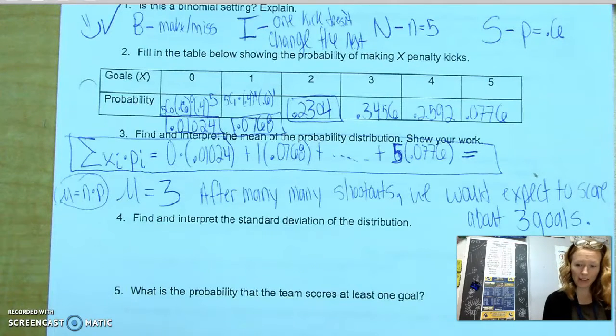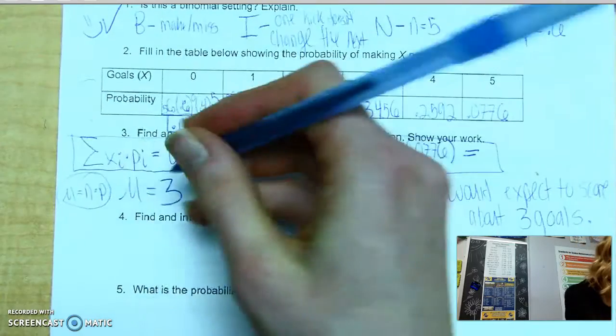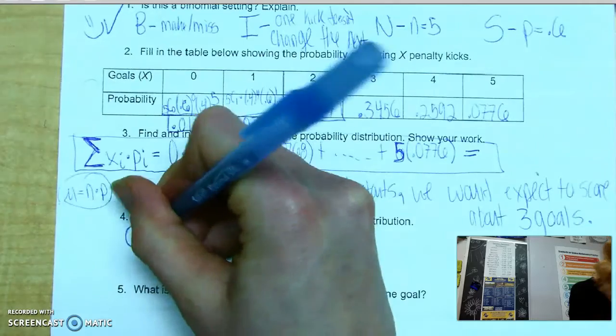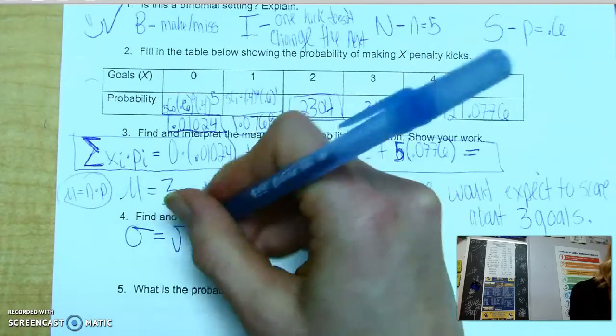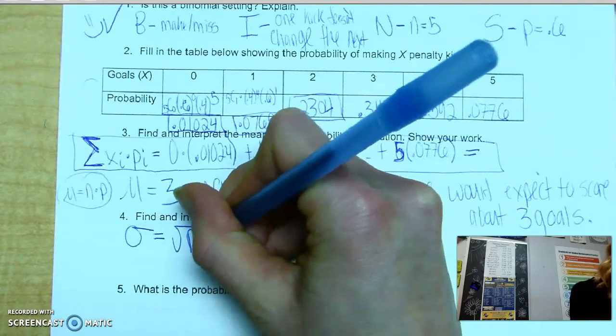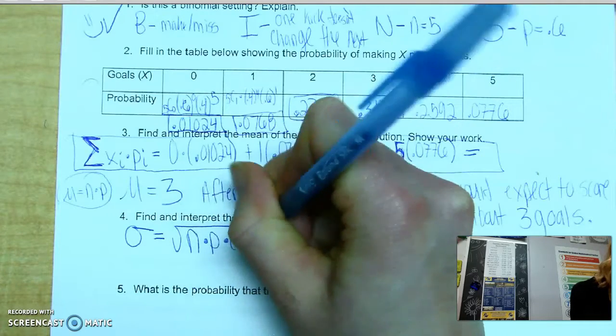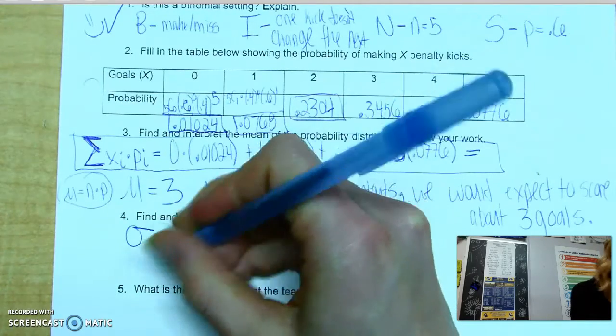What you are going to find next is to find and interpret the standard deviation of this distribution. Your standard deviation is actually equal to the square root of n times p times 1 minus p. And this should sort of make sense because n is your sample size.